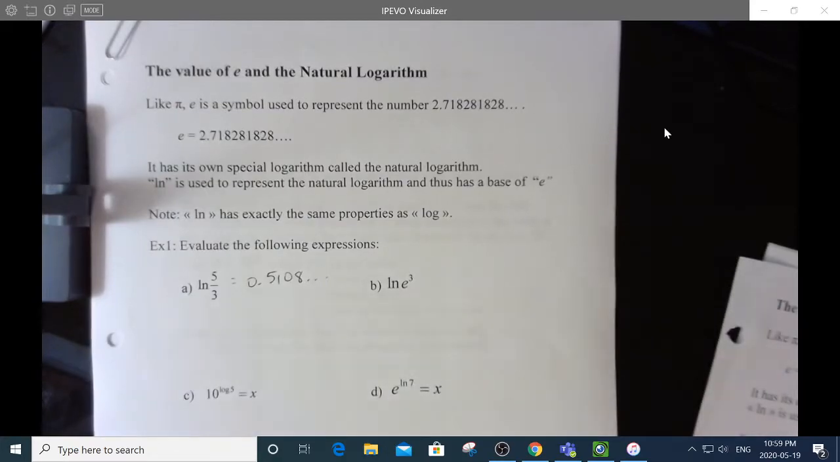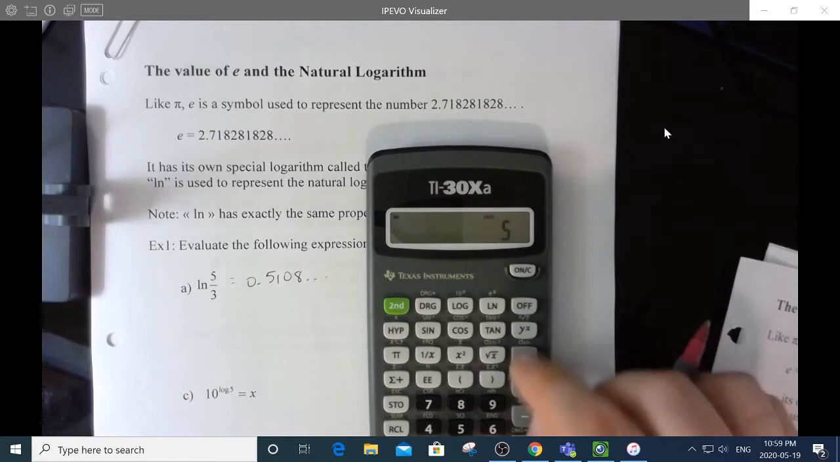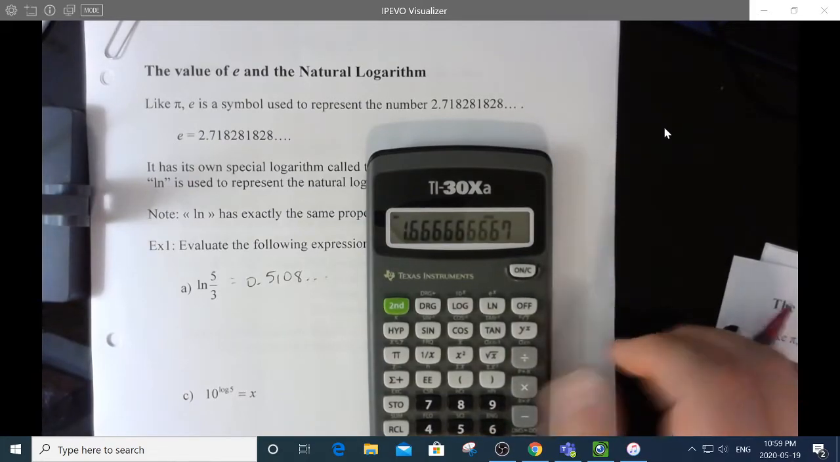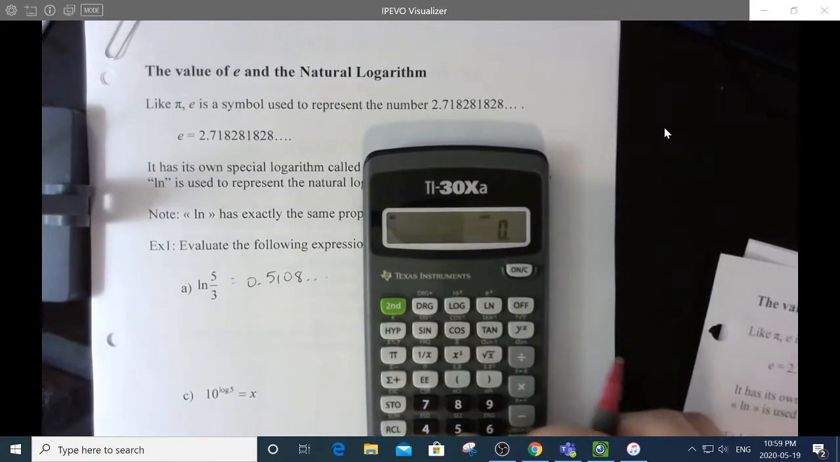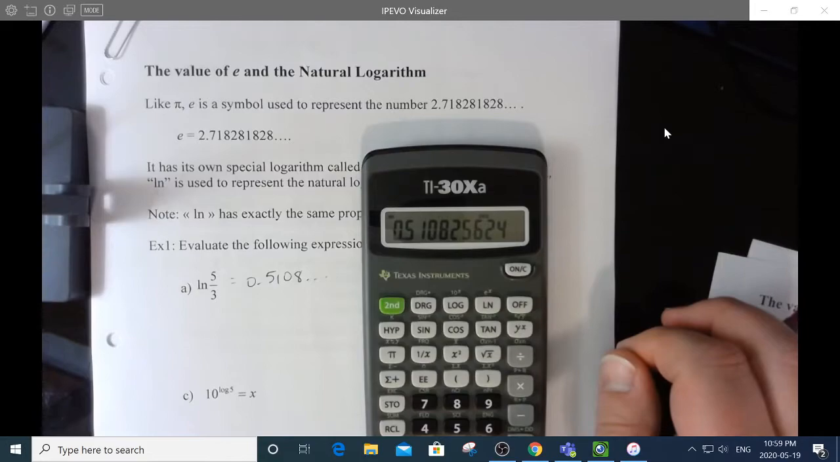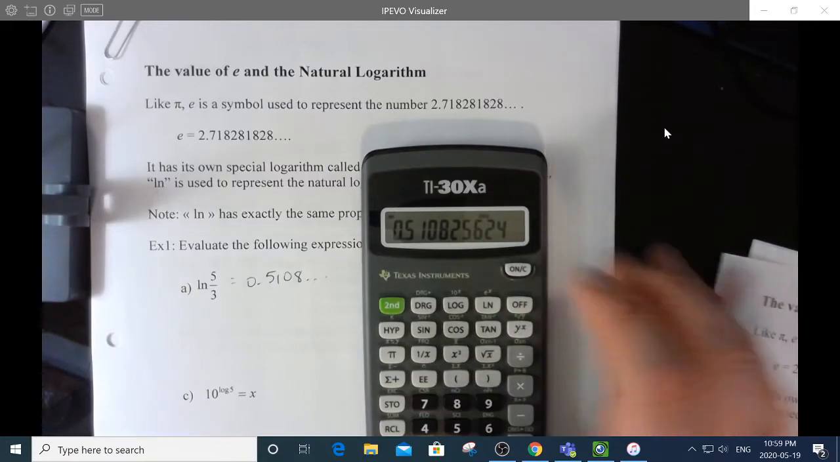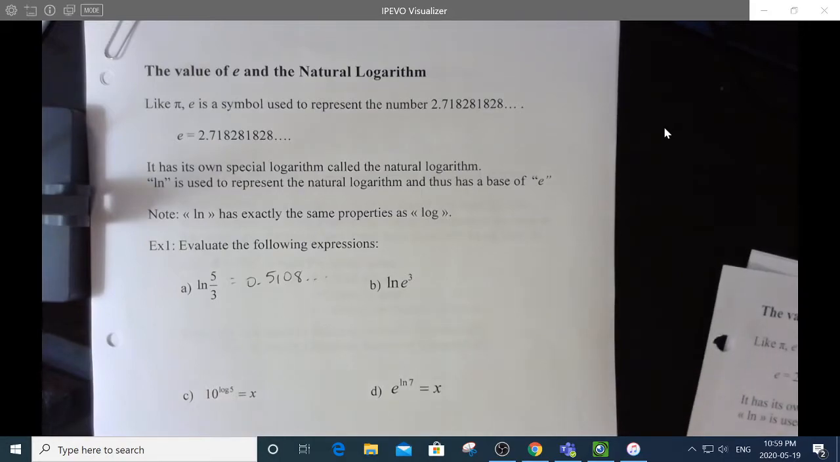If you had this kind of calculator, I would have to get the 5/3 on the screen first, and then inverse natural. Oh, wait, not inverse. What am I doing? Sorry. 5 divided by 3, and then natural log of that, and there's the same answer, 0.5108. Okay, so there's the first one.